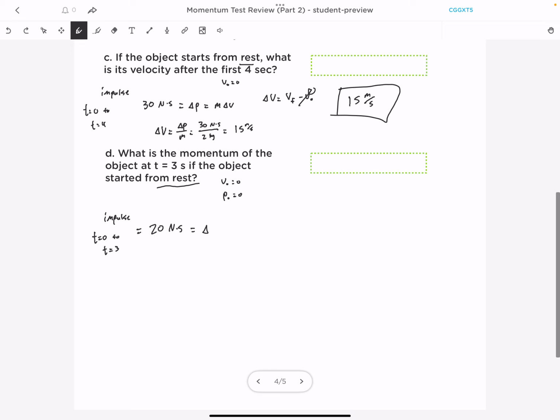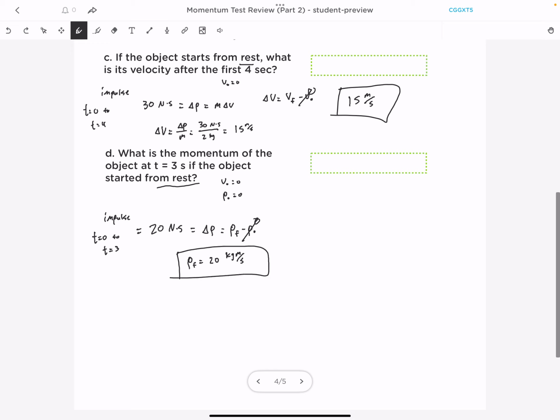And that has to equal the change of momentum. We know the initial momentum has to be 0, right? So the change of momentum is PF minus P naught, and P naught has to be 0. So basically, it starts from rest, it has 0 momentum, there's 20 Newton seconds of impulse imparted upon the object, so we know that the final momentum has to equal that change of momentum. I'm actually just going to write it as kilogram meter per second. Again, those are the same units, Newton seconds or kilogram meter per second.